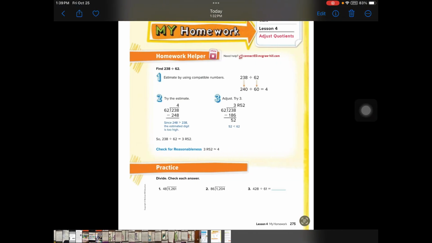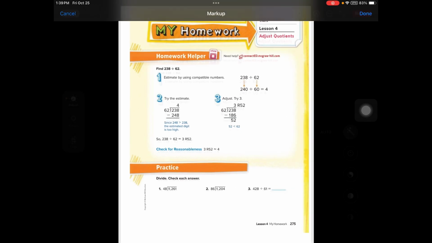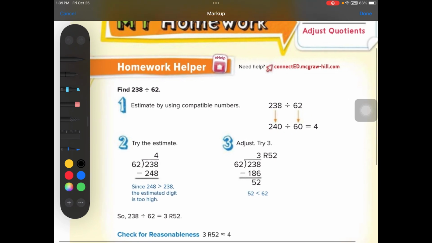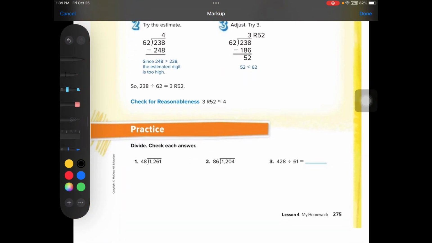Page 275. Let's begin. Estimate using compatible numbers. Great example. 238 is a really crazy number, and so is 62. So we're going to adjust that to 240 because I know that 240 gets along with 6 really nice. And with the rule of zeros, if there's a 0 in the divisor and the dividend, you can cross them off. And your answer, because math always has patterns, the answer will be the same. So there we go. Let's continue.